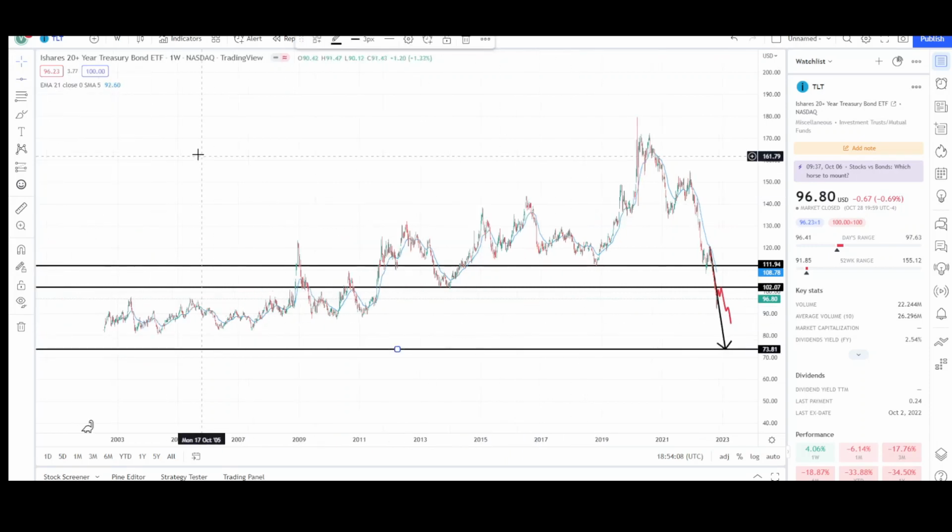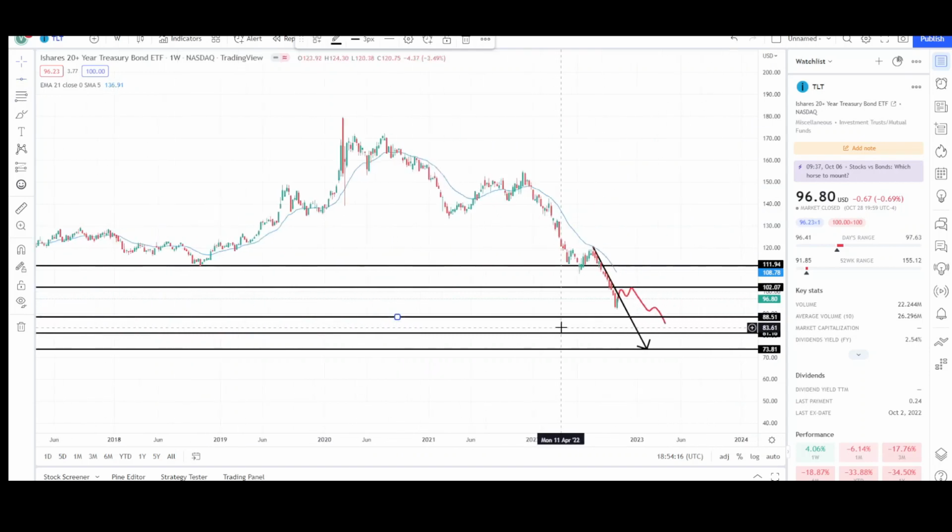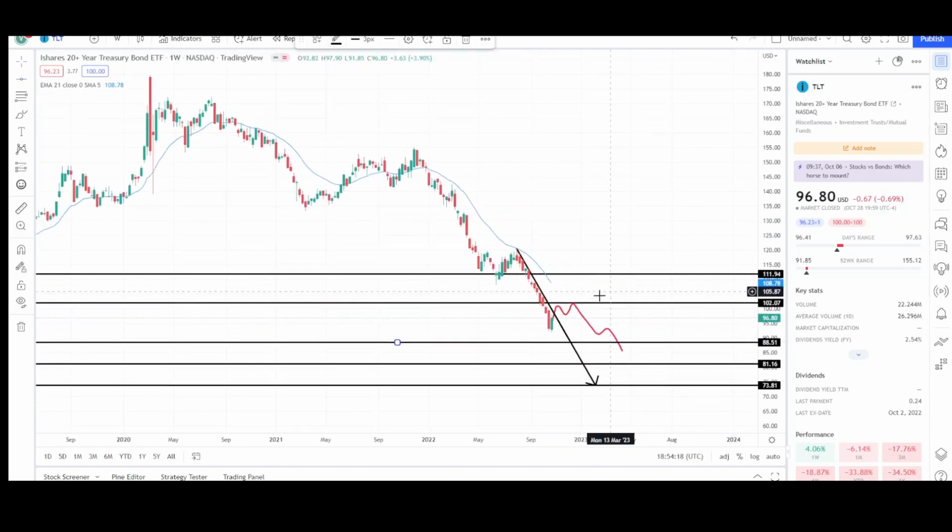There is a lot of strong support we've got to work through first at the low 80s, and then again the high 80s. We did come very close to the high 80s. We reached the low 90s, just finding some temporary support, looking for a correction back up. So I don't think this is the bottom.